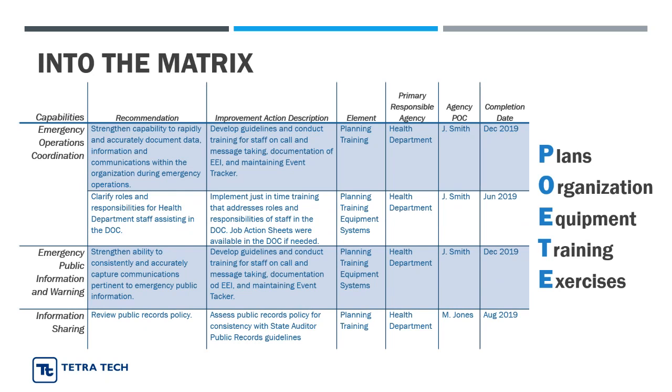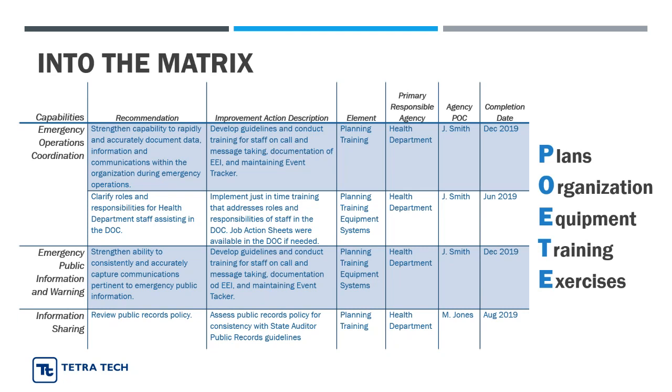But as you'll see, going to the next column, under the element, it says that this is a planning element and a training element that needs to be addressed. And it's assigned to the health department. And it's assigned to a person to implement by a certain date. Now, this matrix is completed at the after action review meeting. And once it is finished, then we finalize the after action report.